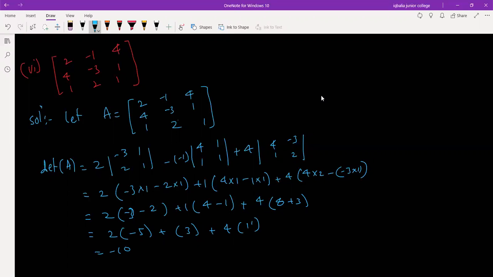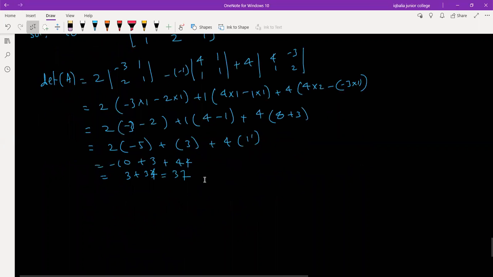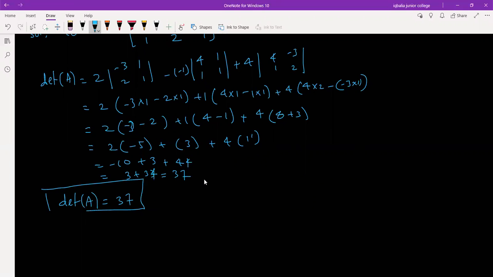So here minus 10 plus 3 plus 44. Just reduce minus 10 from 44. I will get 3 plus 30, so here will be 34. 34 plus 3, 37. Okay. So the determinant A is nothing but 37. Understood, girls? Yes, sir. Oh mashallah, you are faster than me.